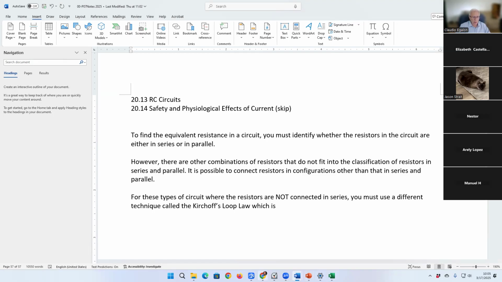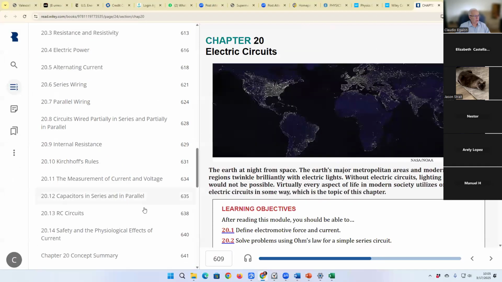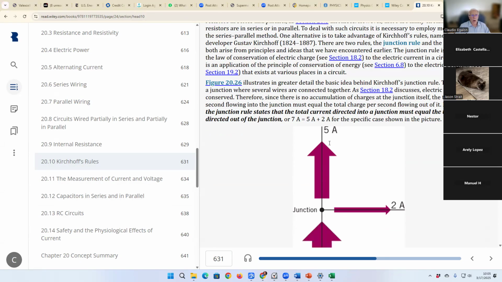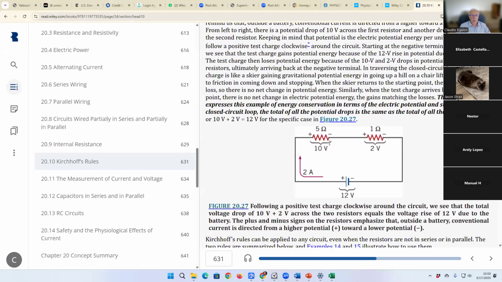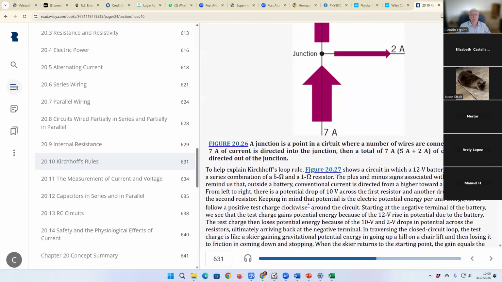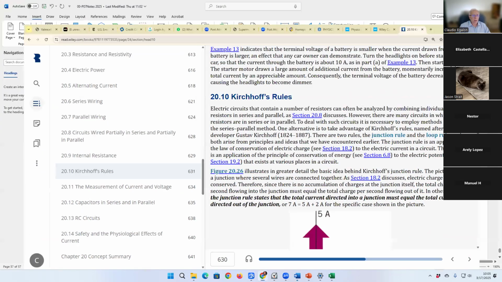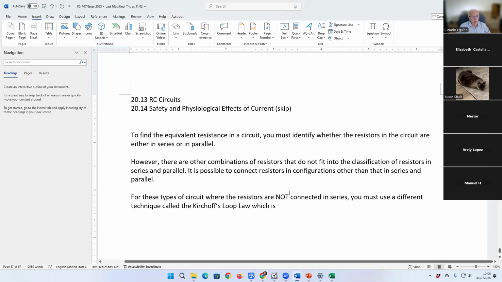Let's see how your book calls it. I like to call it loop law. Sometimes books change it. Your book calls it Kirchhoff rules. Yeah, Kirchhoff rules. It's also considered a law. So Kirchhoff rules apply not just to those fancy connections, but also to resistors in series and parallel as well. So it's a far more powerful law.